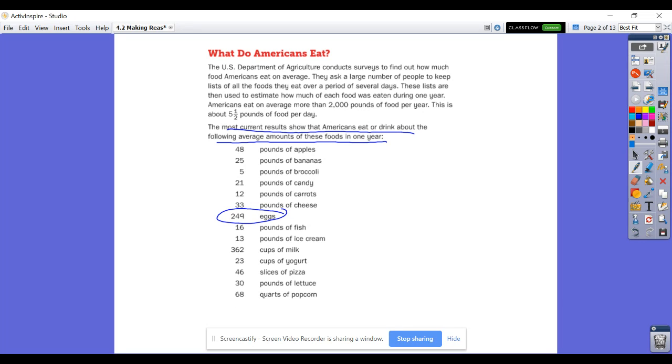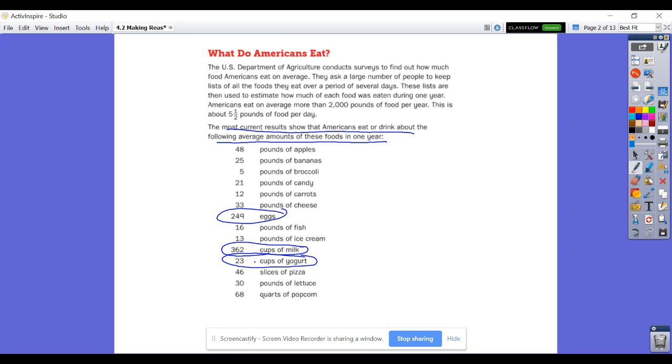So I was way over that. I told you I really loved eggs. I wonder where you compare. The average American was 362 cups of milk and 23 cups of yogurt. That was pretty low. I guess Americans don't eat that much yogurt in a given week. So that's just some fun comparison of how you can use estimates in your real life.